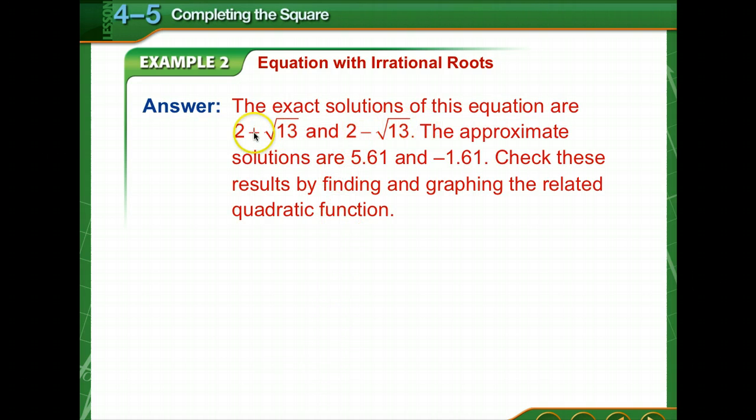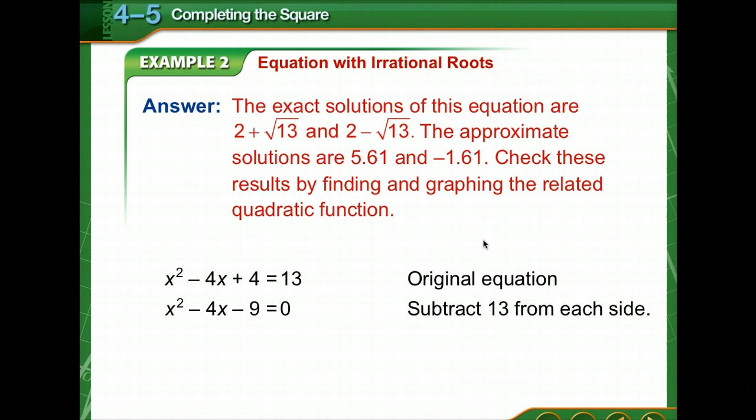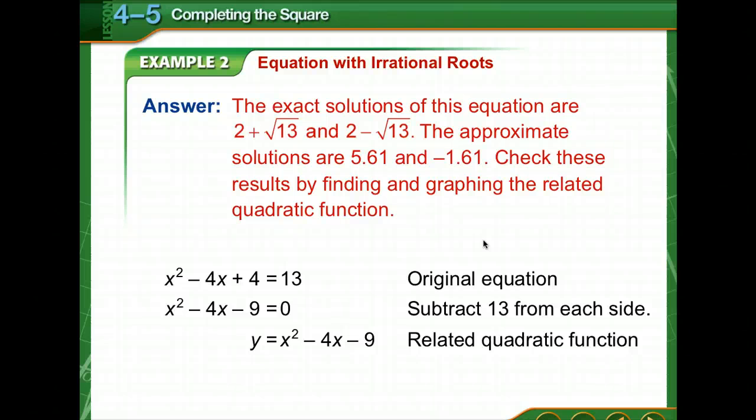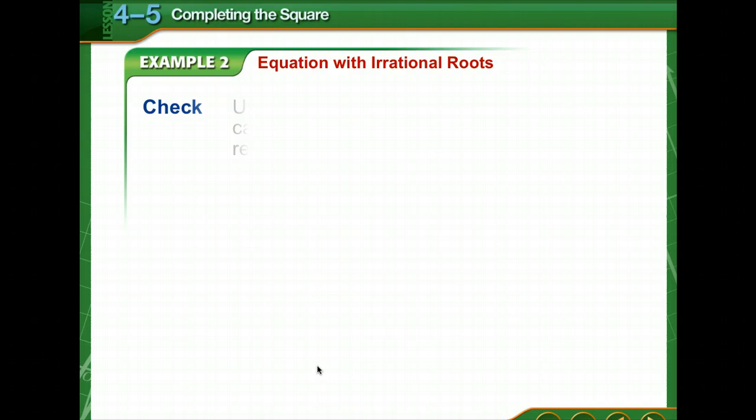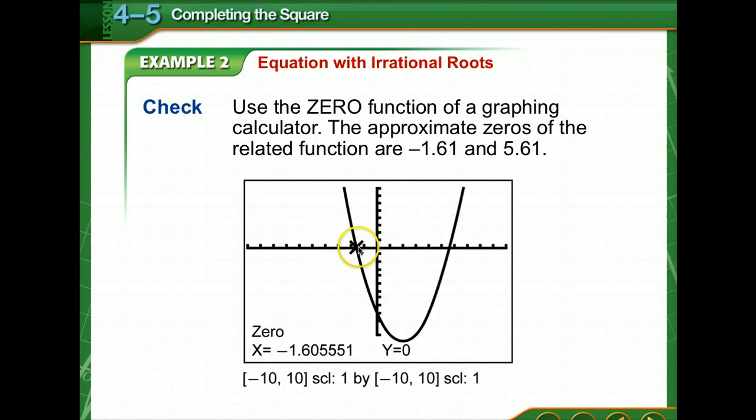The exact solutions of this equation are left in radical form. The approximate solutions are 5.61 and negative 1.61. You can check these results by finding and graphing the related quadratic function. There's the related quadratic, by subtracting 13 from both sides. And you can graph that, use the zero property, and you should get about the same zeros. Remember, the zeros, the roots, the solutions are all words for the same meaning. We're finding where that graph crosses x.